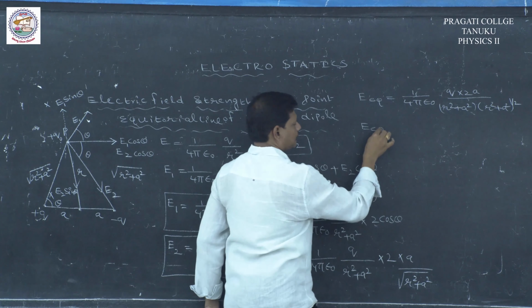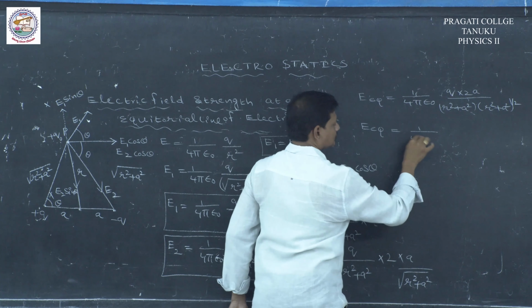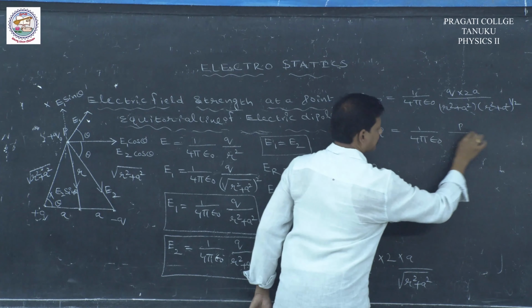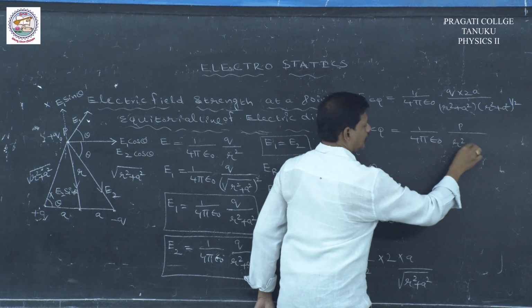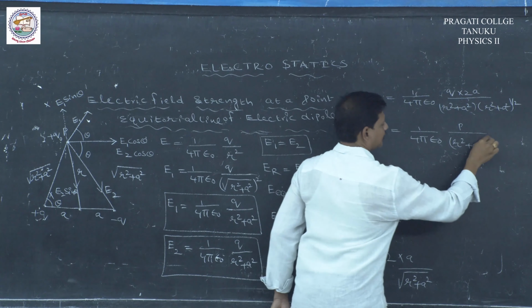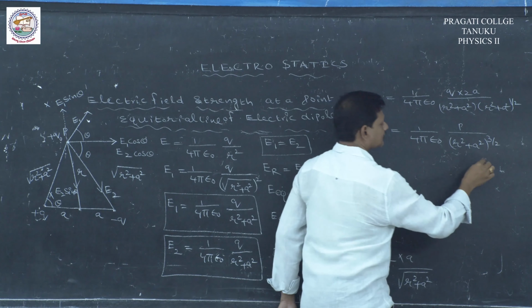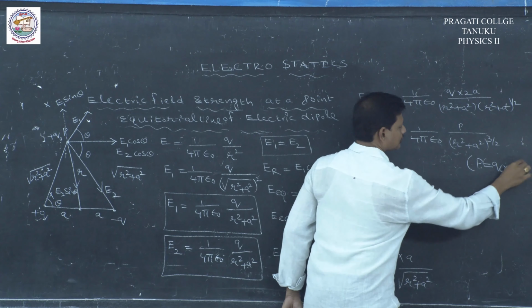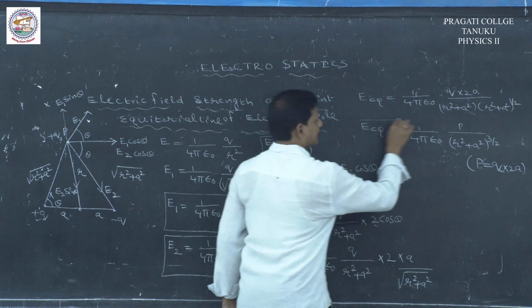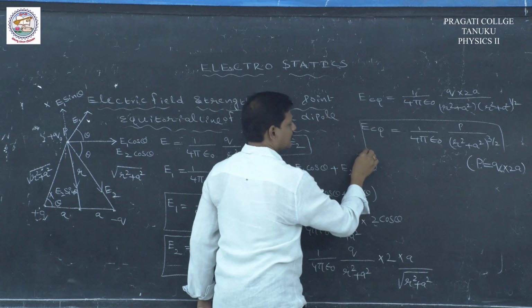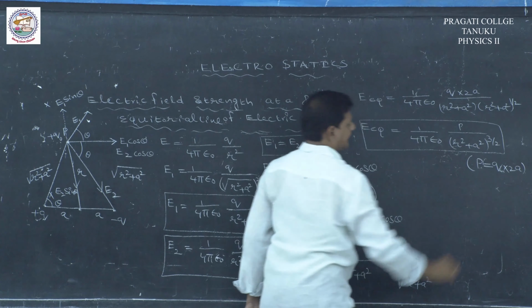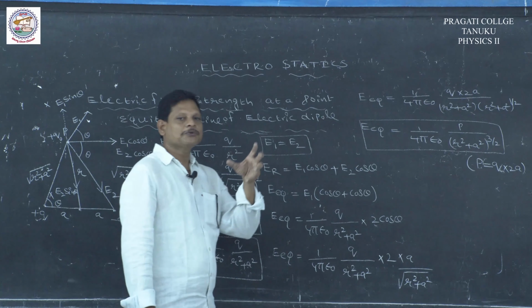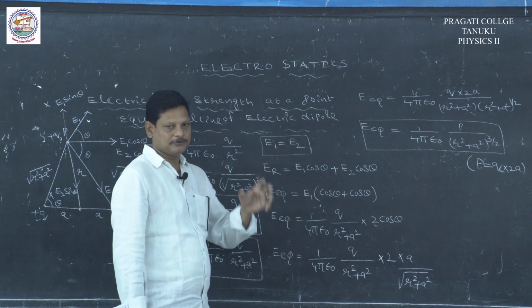So, E equatorial is equal to 1 by 4 pi epsilon naught, p by r square plus a square whole power 3 by 2, since electric dipole moment p is equal to q into 2a. So, this is the expression for electric field strength at a point on the equatorial line of an electric dipole.